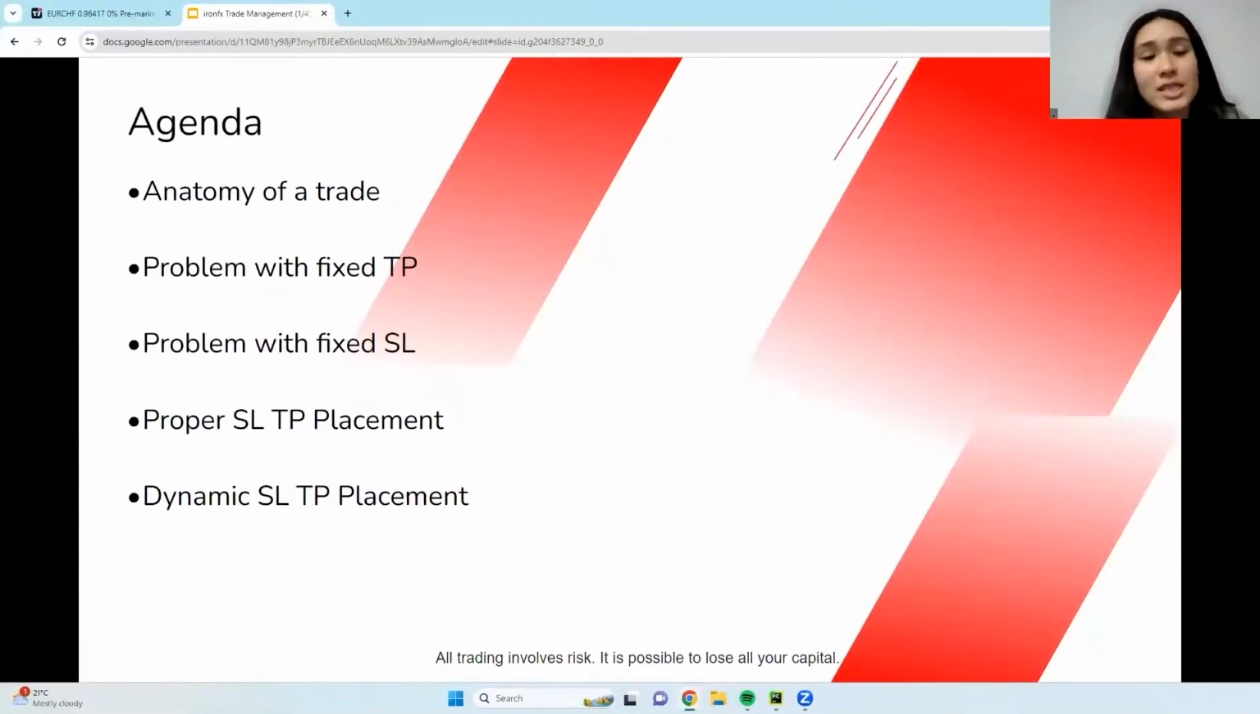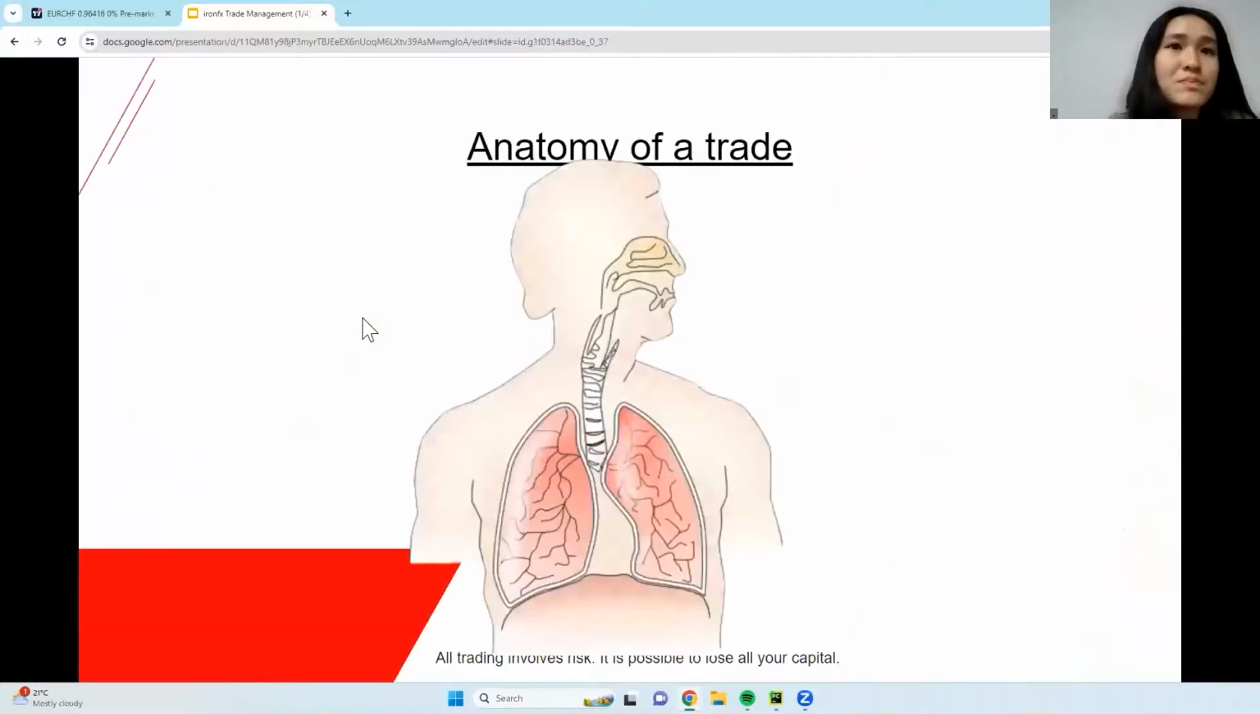So here's our agenda for today. Firstly, we're going to look at the anatomy of a trade, and then why exactly you shouldn't use a fixed take profit or fixed stop loss. And then we'll talk about what is the proper stop loss and take profit placement, followed by dynamic stop loss and take profit placement.